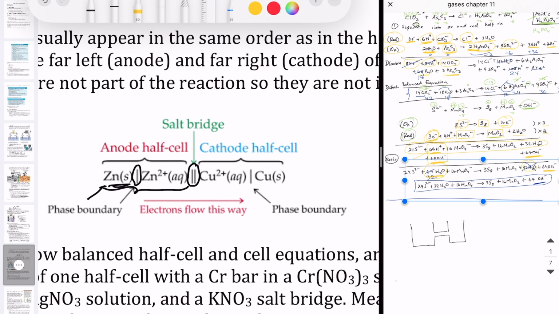If both of these things are aqueous, then you would have a vertical line here to represent the actual metal that you use, and then you just write the reaction there. And then on the cathode side, I know that the reaction is copper 2 converting into copper solid, but since the copper solid is also the cathode metal in this case, I put that vertical line to separate out the two. And so now I have a shorthand way of writing this voltaic cell between zinc and copper.